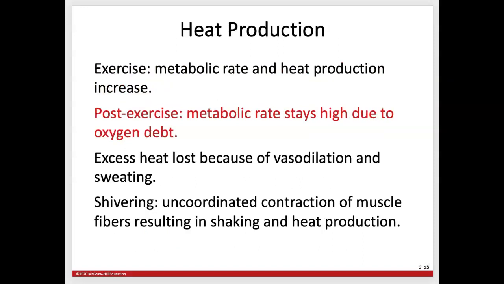Heat production: with exercise, the metabolic rate and heat production will increase. Post-exercise, metabolic rate stays high due to oxygen debt. So it takes some time for the muscles to get the oxygen they need to replenish. Excess heat is lost because of vasodilation and sweating. And also, shivering is an uncoordinated contraction of muscle fibers resulting in shaking and heat production.